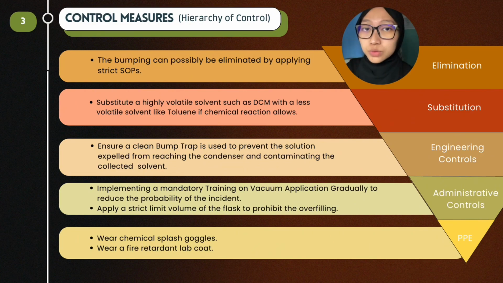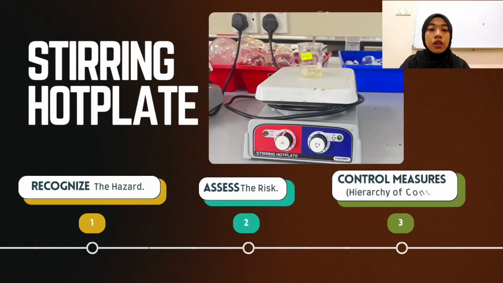Moving to administrative control, we need to implement mandatory training on vacuum application to gradually reduce the probability of the incident, and we should apply a strict volume limit on the flask to prohibit overfilling of the solution. And the last one is PPE. We should wear chemical splash goggles to protect our eyes, and wear a fire retardant lab coat as our last line of defense.